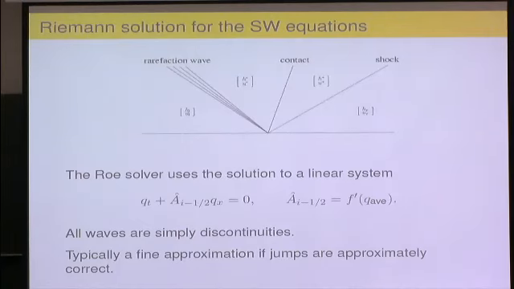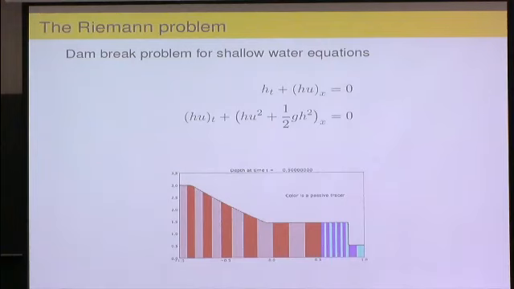And there's also a contact discontinuity, which in this picture is where the red water and the blue water are in contact. If we have the third equation for the advection of that color variable, then it would have a jump discontinuity propagating at some intermediate speed.